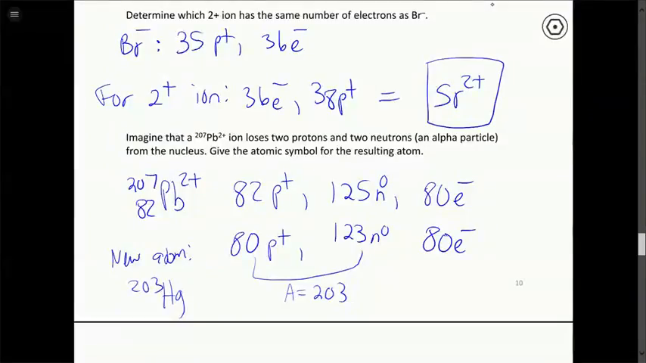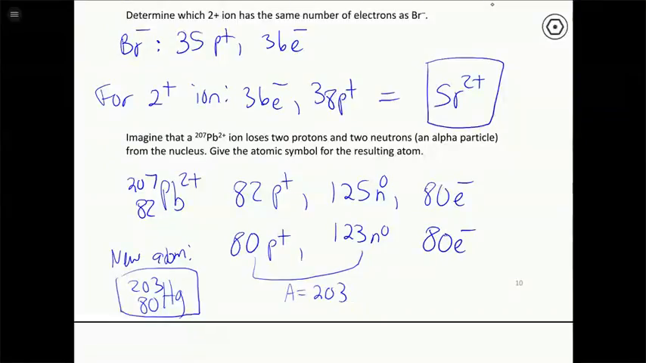And then if we look at the protons and electrons, we now have 80 of each. So we have no net charge in this atom now. So it's no longer an ion, it's a neutral atom. And so we can stop there, 203 Hg. If we really wanted to, we could also put the 80 down here to make it a complete symbol. But like I said, that's often left out. So that's going to be our new symbol.